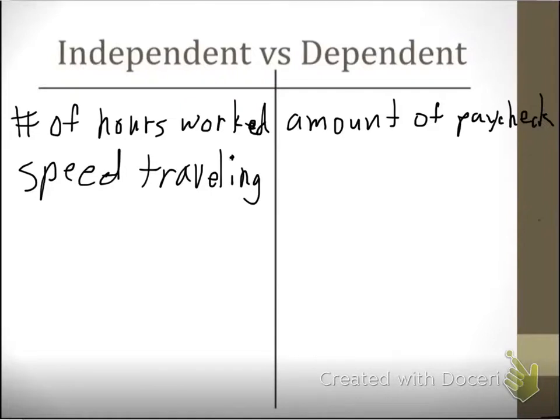Raise your hand if you can tell me my dependent variable. So the amount of money you get paid. I mean, the amount of money you owe. The amount of money I have to pay, right? The price of my ticket.